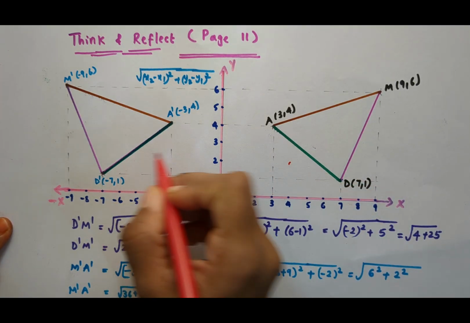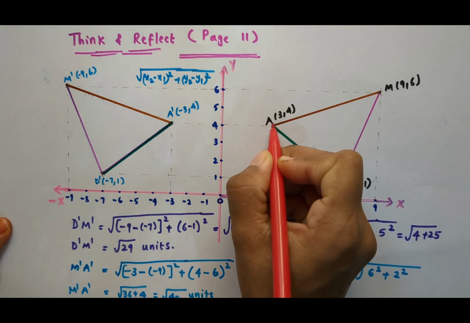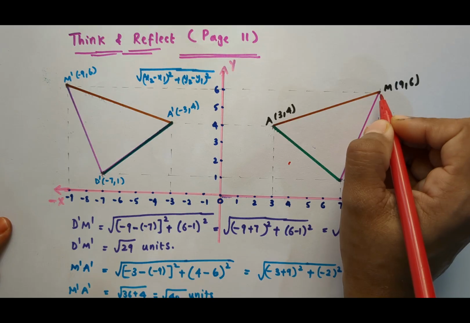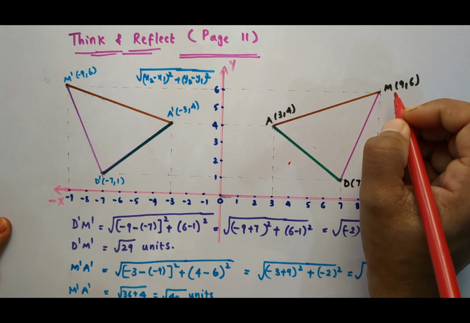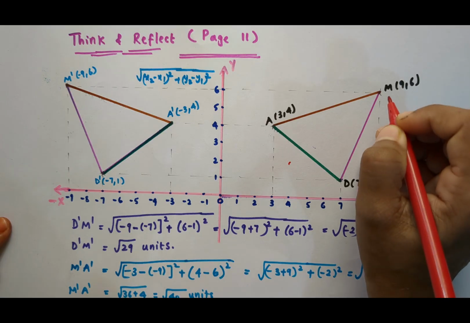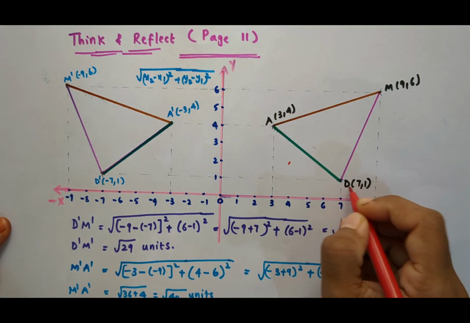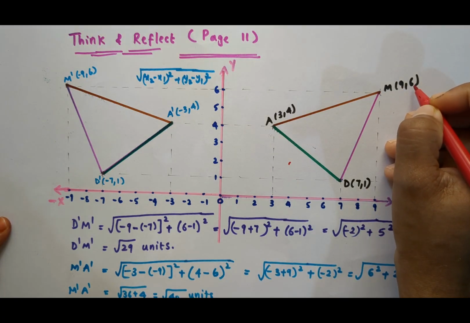That is, when we take the reflection of this triangle about the x-axis, the x coordinates of each point will remain the same. That is, it will be 3 here, 7 here, 9 here, like that. But the y coordinates will change their signs. That is, the y coordinate of A becomes minus 4, the y coordinate of D becomes minus 1, and the y coordinate of this M becomes minus 6.